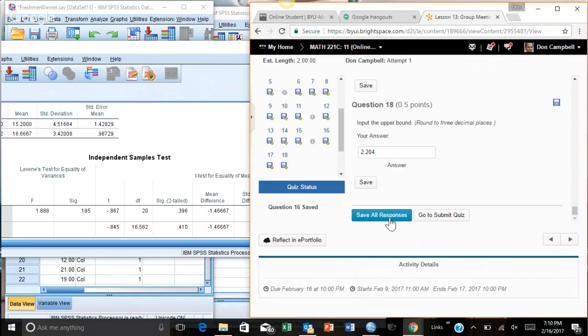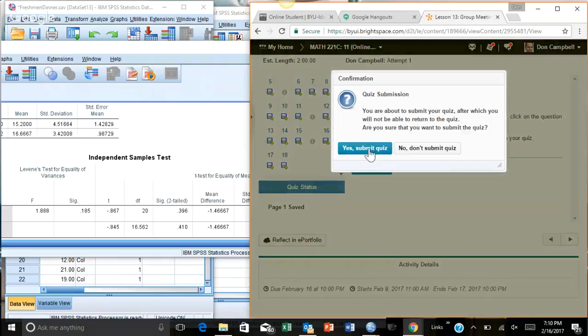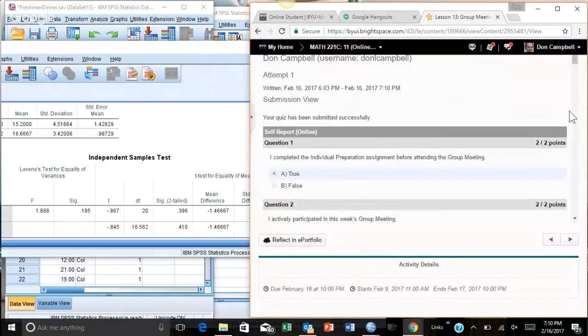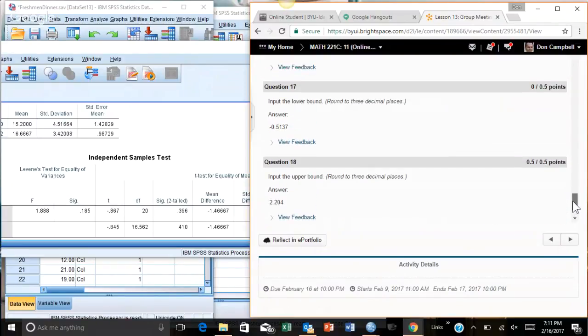Okay, so I'm going to submit. And then I'll bring that up with my tutor tomorrow. I'll even make a note of it. Okay. This time we got 16.5 out of 19. So we missed 17. How did we miss 17? Oh, that's my fault. Dang it. I put it in wrong.